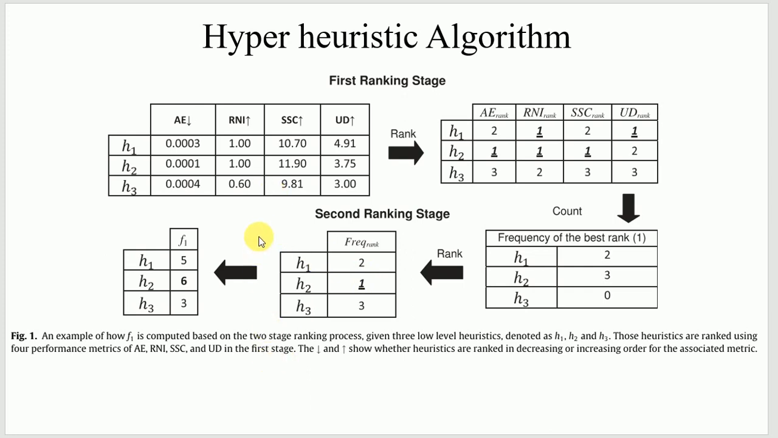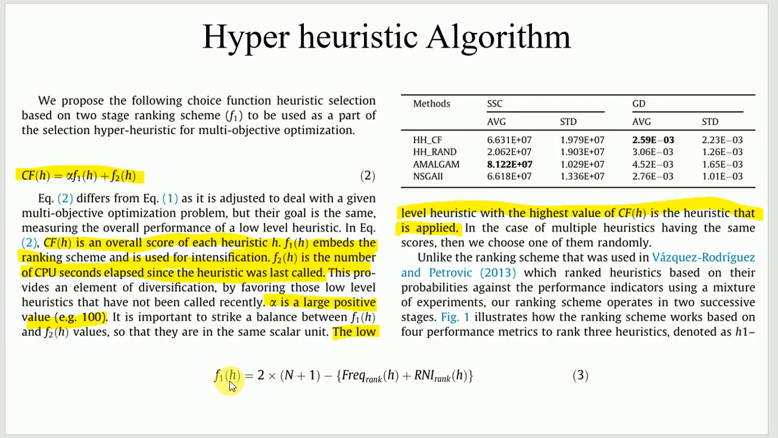The next, the challenging part is to find the function value of f1. So how can we calculate the value of f1? The authors have used an equation in this paper, that is equation 3. So here n is the total number of heuristics used in a problem. In this particular paper, there are three lower level heuristics that have been used. So the value of n will be 3 for this particular paper.